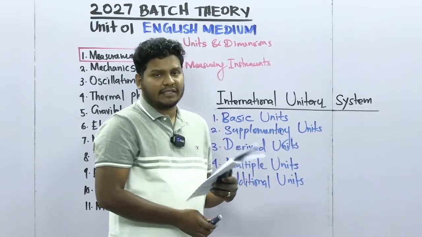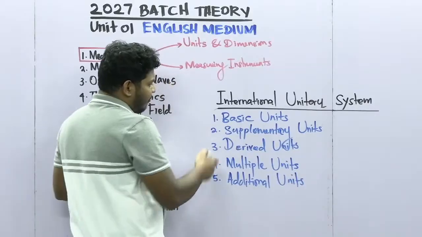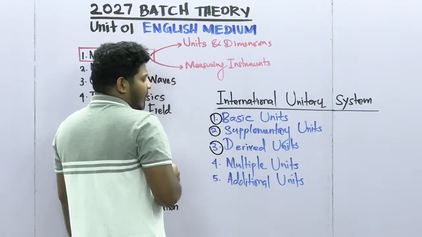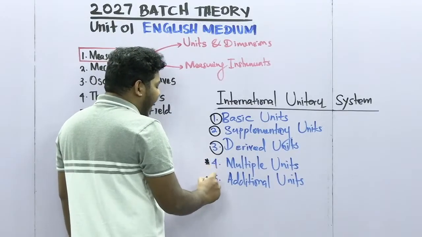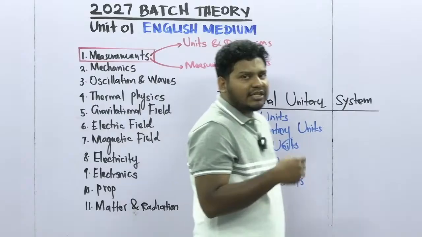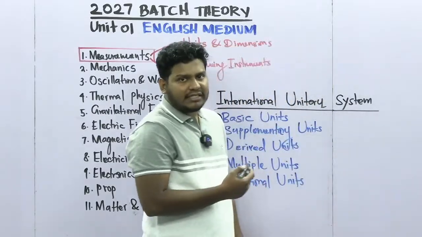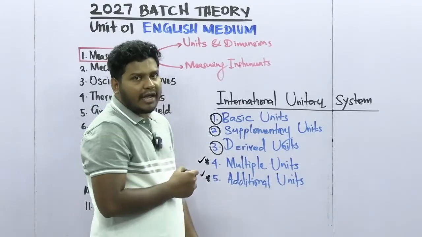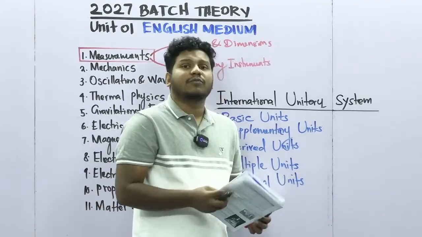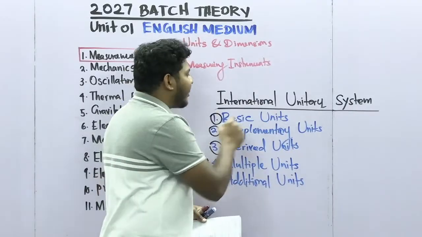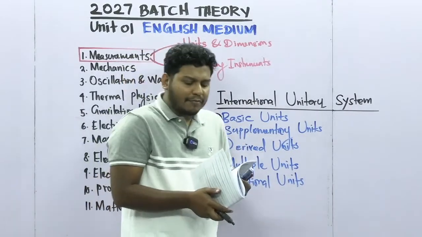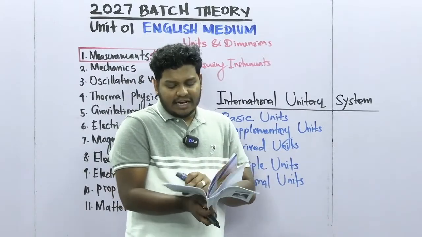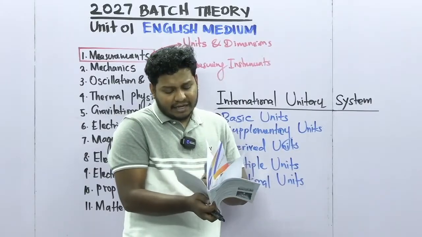So we should know about the basic units, supplementary units and derived units. Also there are some multiple and additional units. While we are doing examples on this, we will study those as well. First of all, we are going to move to the basic units and the supplementary units.